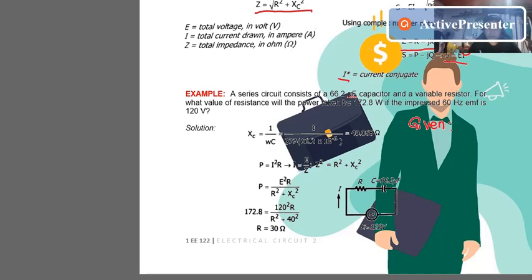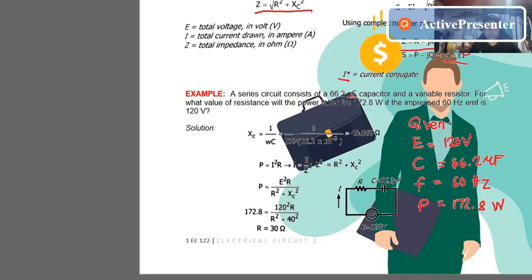We have our E, which is 120 volts, and our capacitor, which is 66.2 microfarad. Our F is 60 Hz, and our P is 172.8 watts.